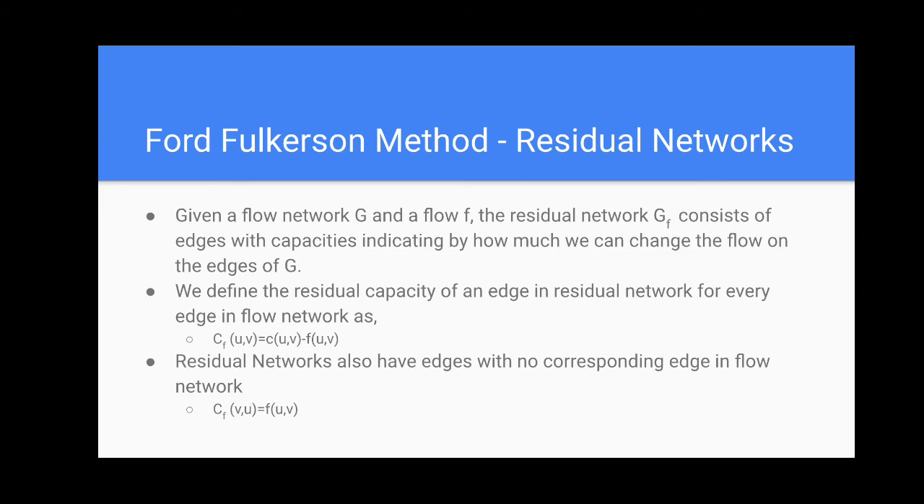Residual networks also have edges with no corresponding edge in the flow network, and its capacity is cf(v,u) = f(u,v). In the residual network there is an edge (v,u), but there is no corresponding edge (v,u) in the flow network. But the value of the capacity is f(u,v), as there is a flow in the reverse direction.